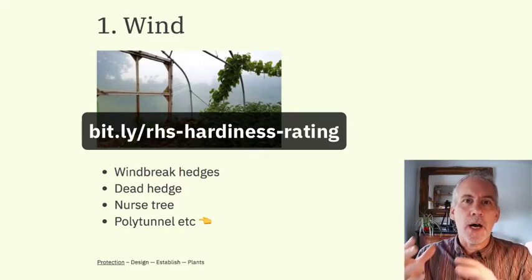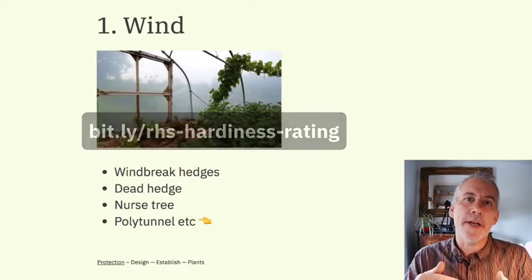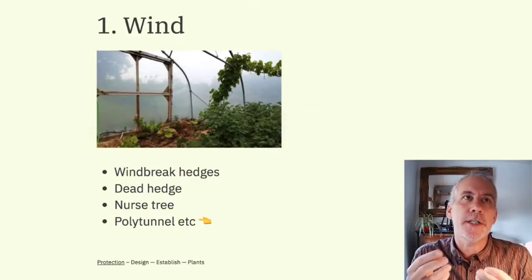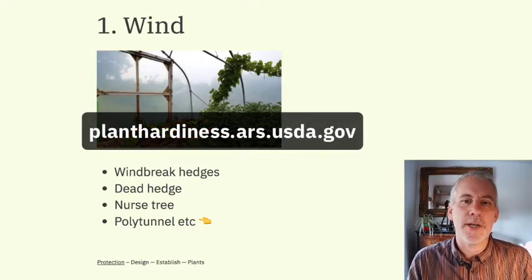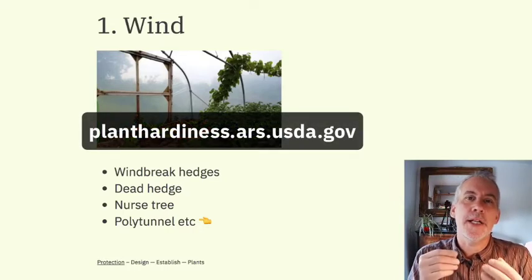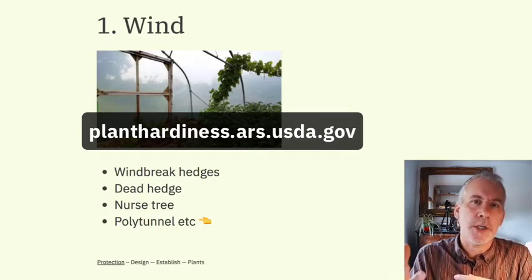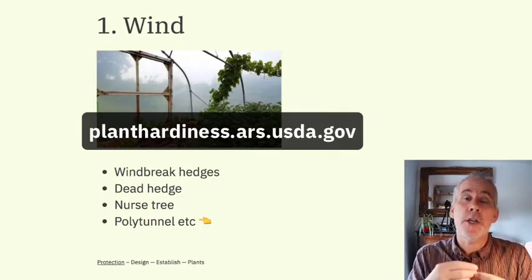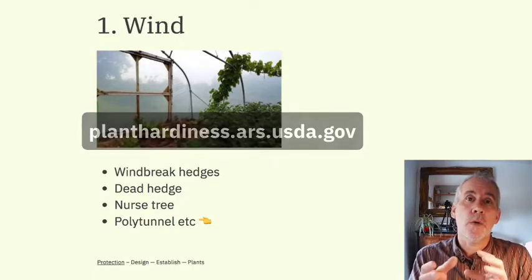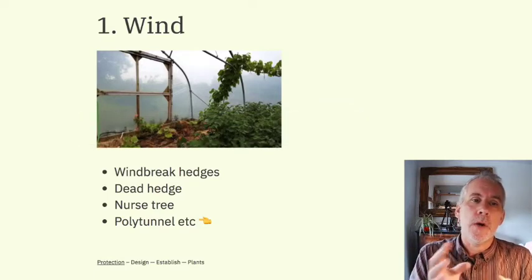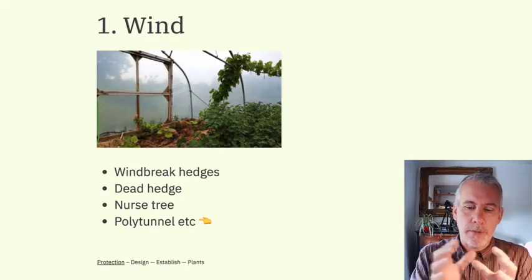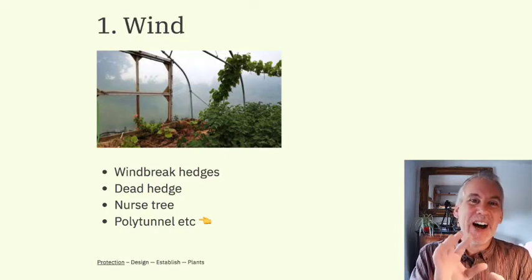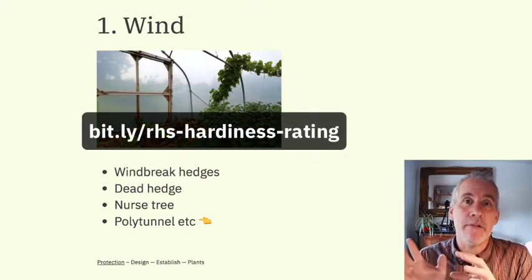The traditional hardiness rating, how cold an area gets, is the United States USDA hardiness, and it's more continental climate, so much hotter summers, much colder winters, whereas in the UK, we're a cool temperate climate, so the ranges are much smaller. So the RHS has made an RHS hardiness rating.